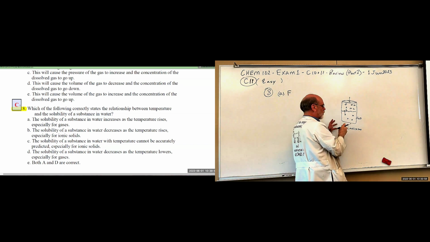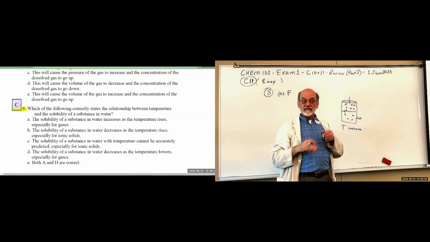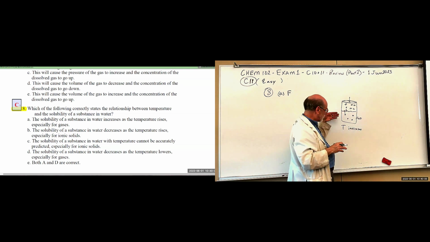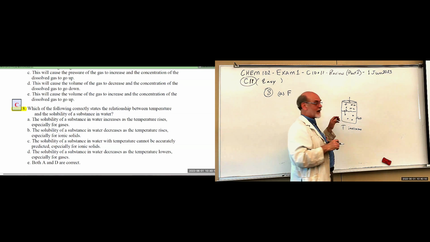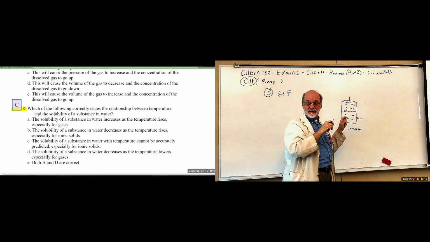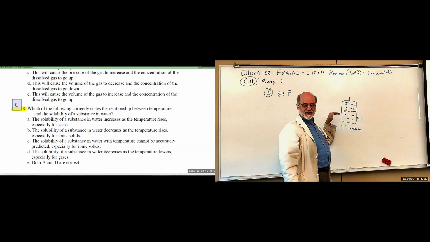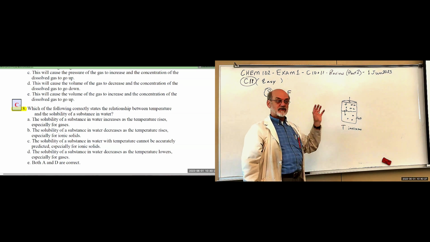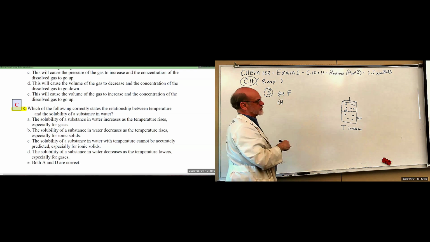So if we increase the temperature, what are we doing to the whole system? We're increasing the average kinetic energy of everything in the system: the solvent, the solute gas. So what happens when these gas molecules get close to the surface? They're heading out. We're decreasing the concentration of the gas in that solution by increasing the kinetic energy of each of the molecules. So that's why gases are less soluble at higher temperature, and that makes A false.